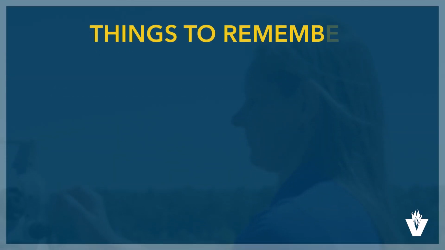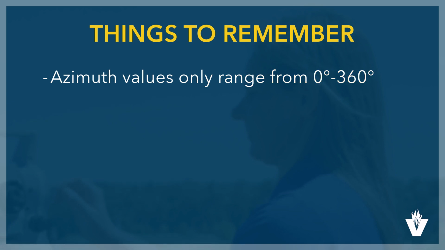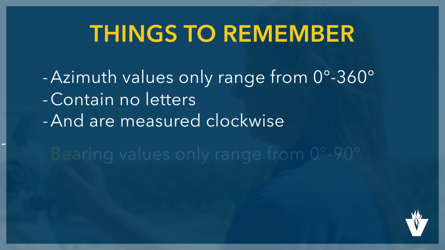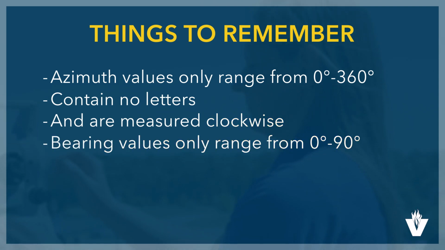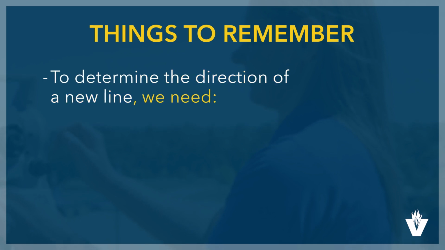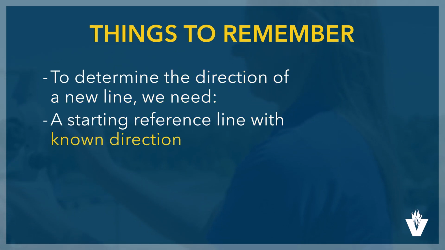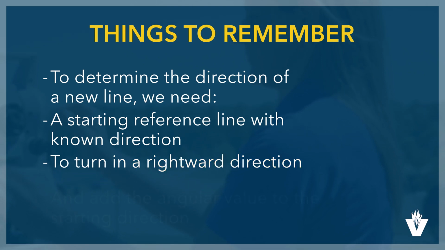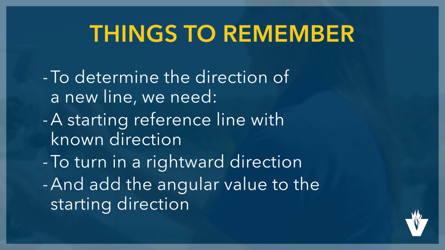Here are some things to remember. Azimuth values only range from 0 degrees to 360 degrees, contain no letters, and are measured clockwise. Bearing values only range from 0 degrees to 90 degrees, contain letters, and are measured away from either north or south. To determine the direction of a new line, we need a starting reference line with known direction, to turn in a rightward direction, and add the angular value to the starting direction.